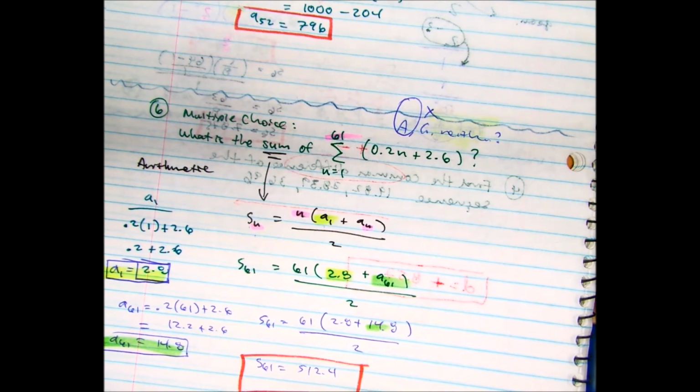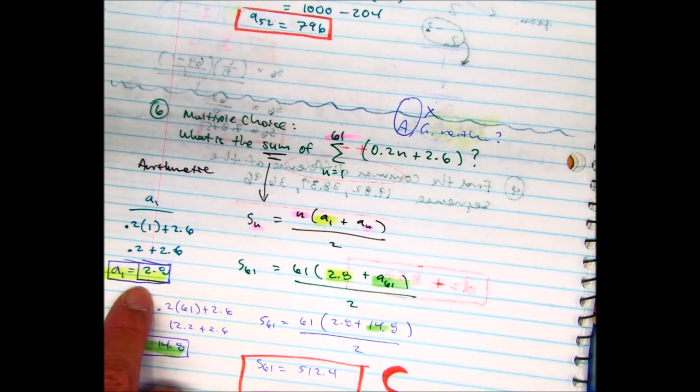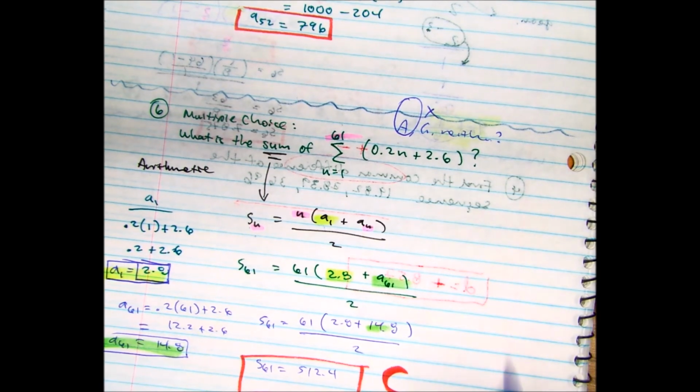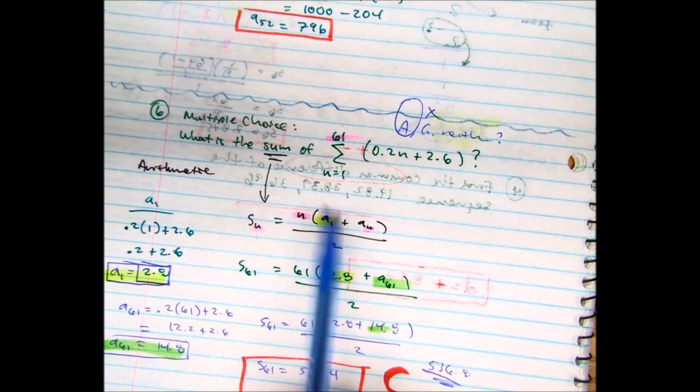What letter is that? Is it C? It wasn't C? No, there was no answer. That's not on the list. That's not one of our options. Not good. Let's take a look. But it was supposed to be C, right? 536.8. Alright, so let's double check.